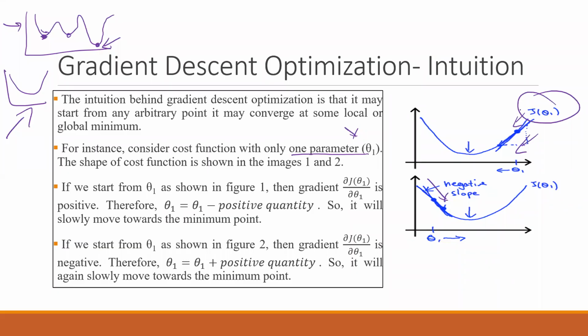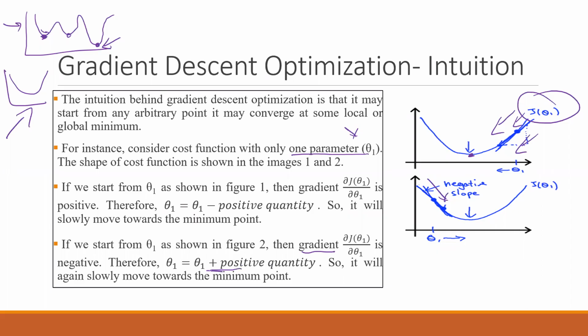Right now we are not discussing the alpha value, but we are considering here as an assumption that we are taking small steps and we are slowly moving towards this bottom point. And if we look in figure 2, we are moving from left hand side to the right hand side towards the bottom. And in this case, the gradient is negative.